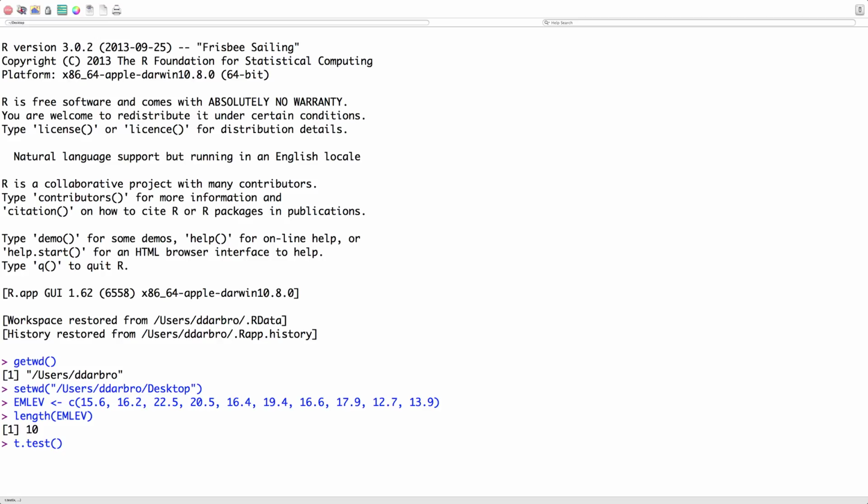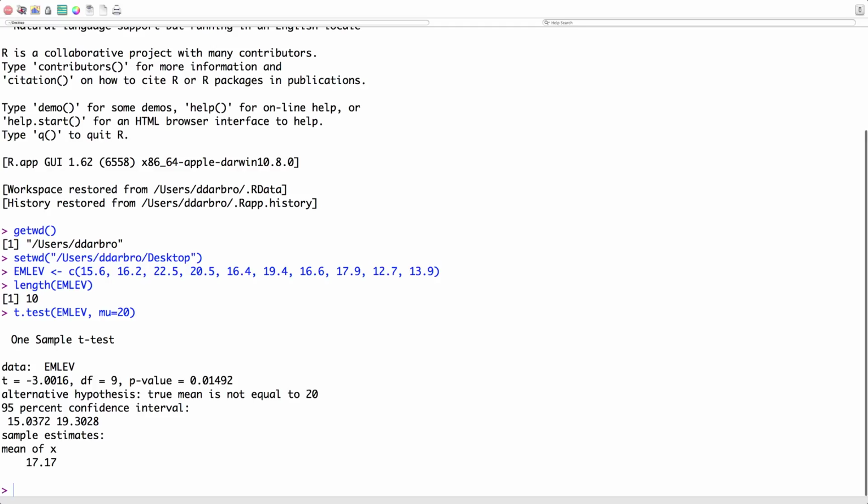So we're just going to run a t-test, and I want to run this on the emission level, testing that the population mean is equal to 20. And I want to point something out about the confidence level here. I know I don't want to run a 0.90 confidence level, but let's go ahead first time and just run this with the default.